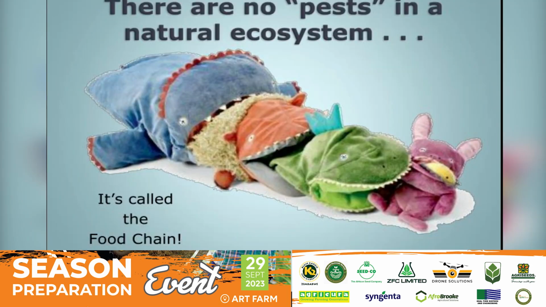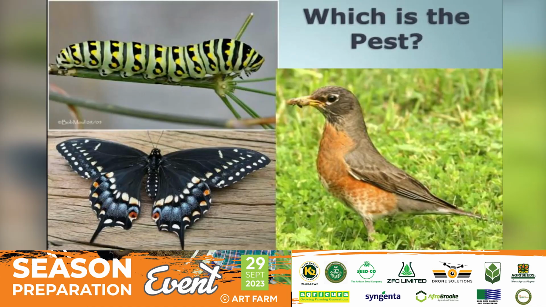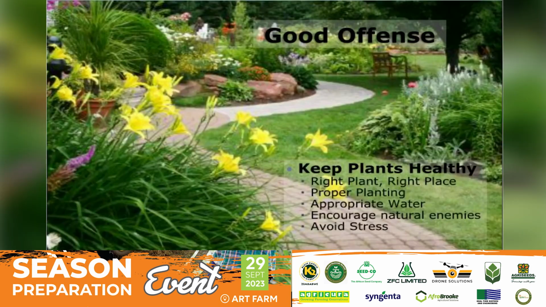So we are saying in a natural ecosystem, there are no pests. We call that the food chain. So in a natural ecosystem, there are no pests. It's a food chain. Okay, let's go to the next slide. There's no pest, right? It's a natural food chain, right? Let's go to the next slide. There's no pest there, right?